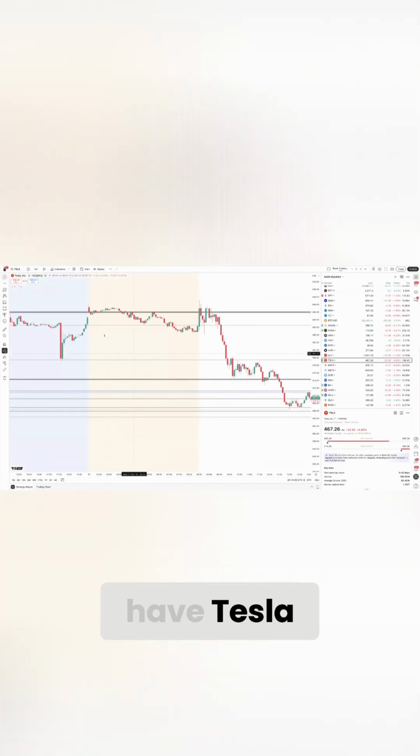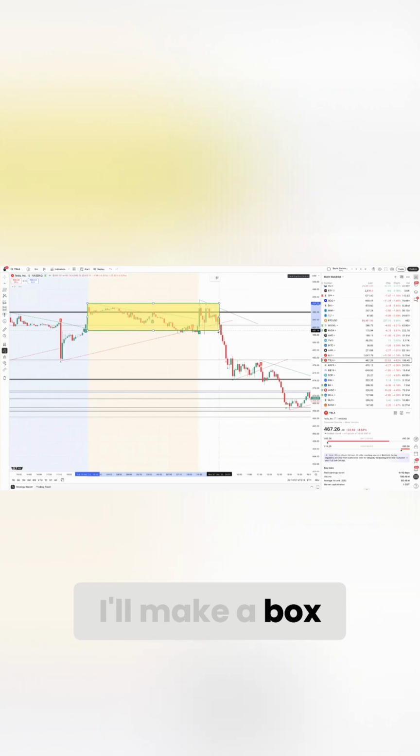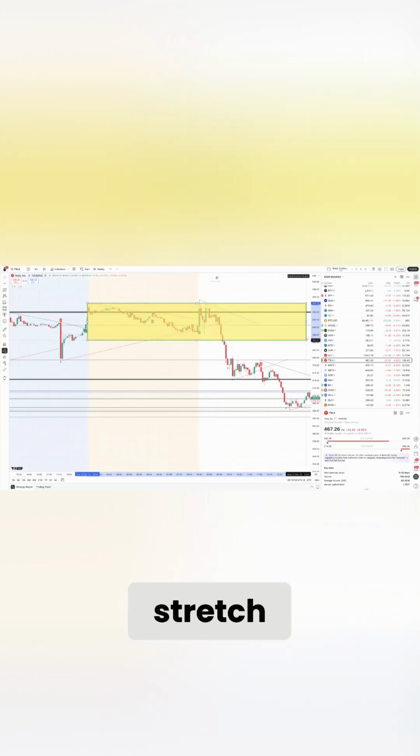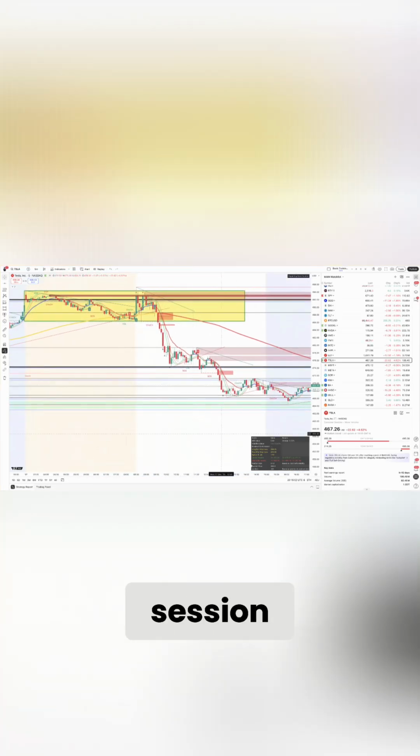All right, now we have Tesla. This is from today, right? So look at Tesla. I'm going to grab the highest candle, go to the top of this wick, and make a box down to the lowest candle and stretch it across. Now I'm looking at the low of this candle and the high of that candle. That took care of my pre-market session.